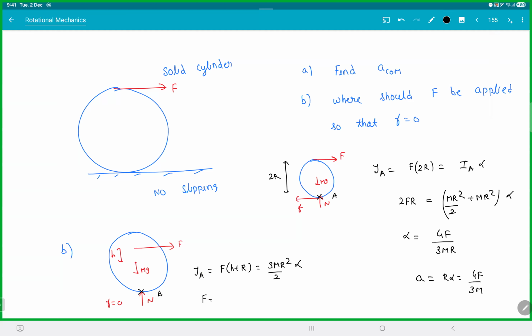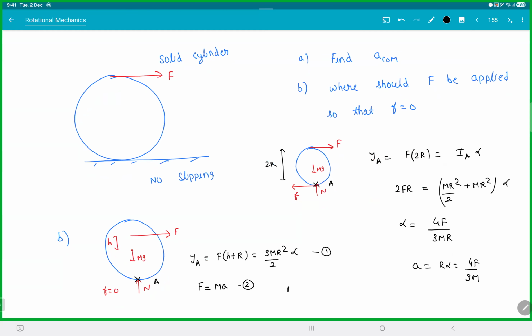Right? And then we also know F is equal to ma. Take that and substitute there. That would be ma into h plus r, equal to 3mr by 2 times r alpha, and r alpha is a again. So ma goes off. We end up with h is equal to r by 2. Clear with the steps? If friction is not there, you can put F as 0 in the FBD.